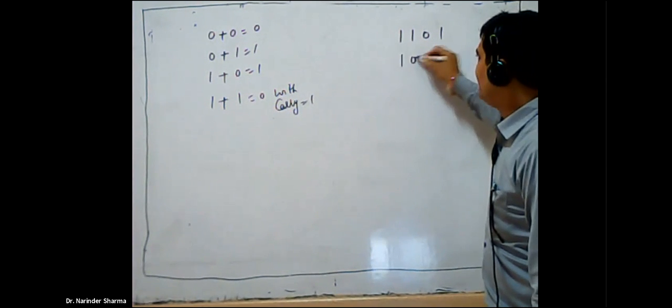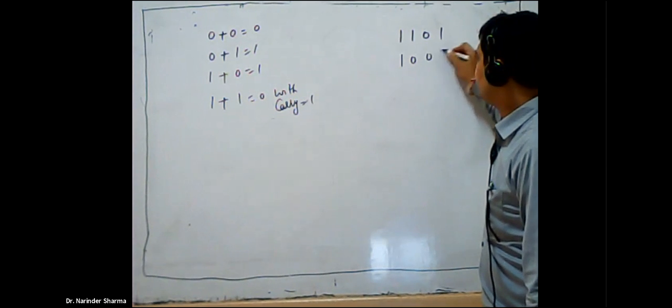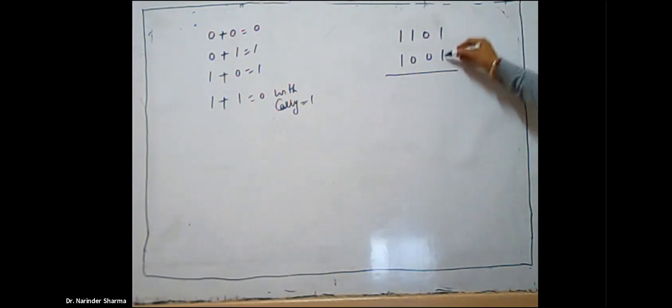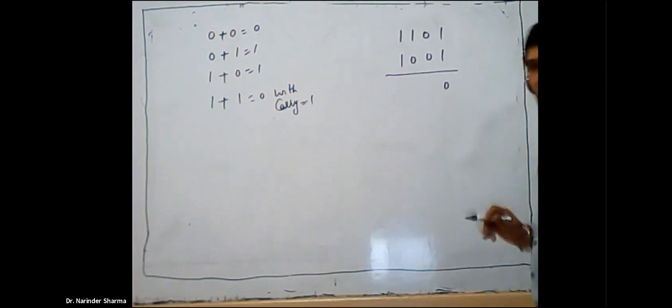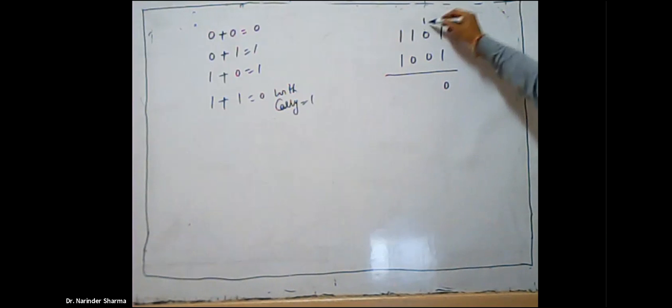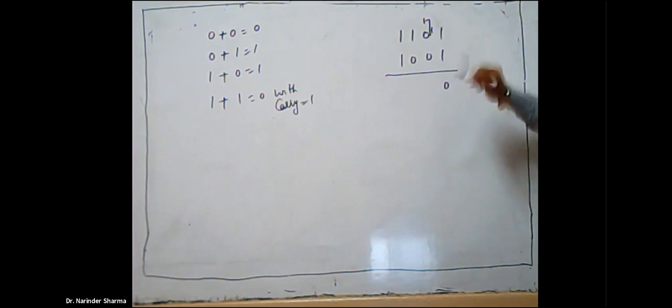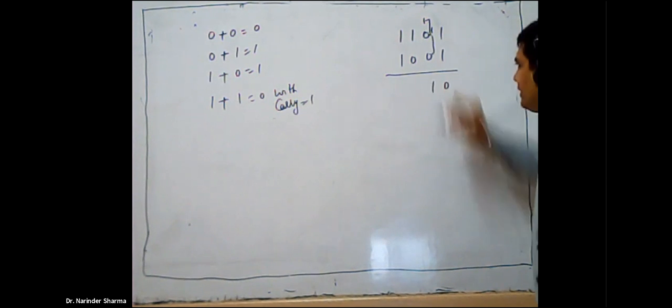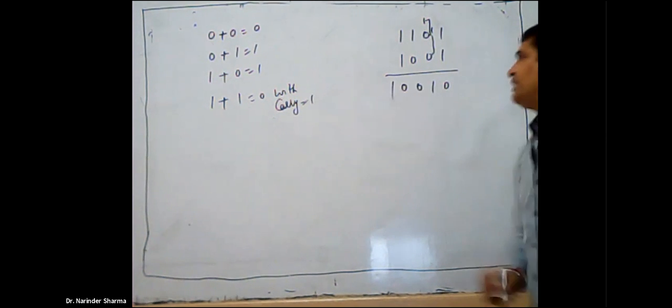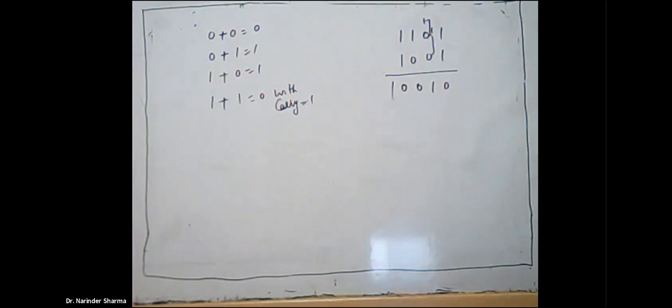We have to add two numbers. This would be 1 plus 1 is 0 with carry 1. Here would be the carry. If I add these two, 1 plus 0 is 1. Its resultant is 1. This 1 is being added to 0, so 1 plus 0 is 1. 1 plus 1 is 0, 1 plus 1 is 0 with carry 1. In this way, we can get this addition.